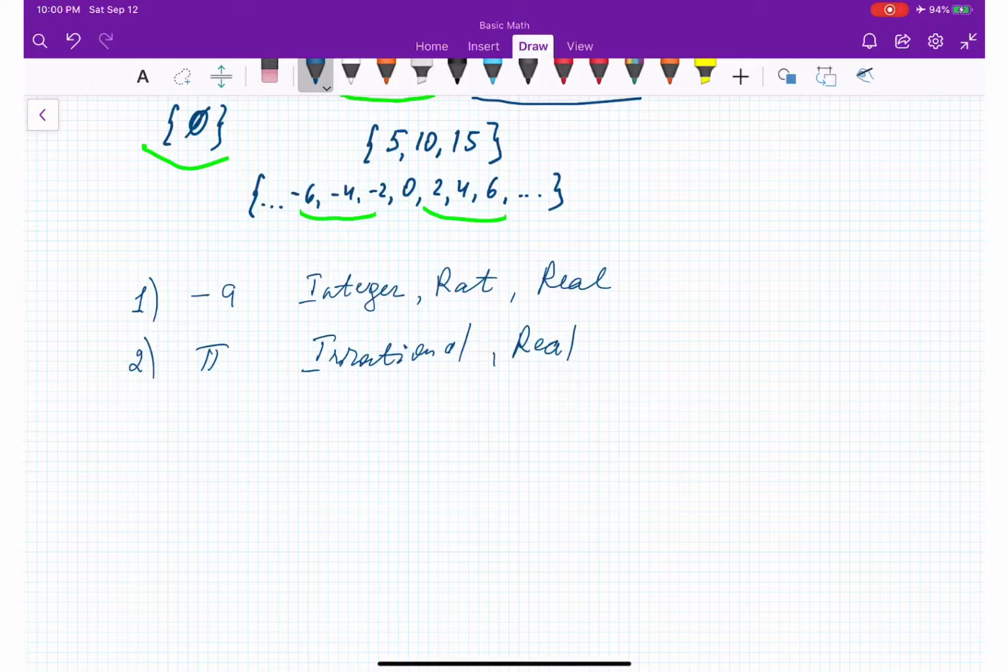Next, negative 0.333. Actually, I took that example. Is it an integer? No, because it's not a whole number. Is it rational? Yes, it is rational. Is it irrational? No, because it's not a log, it's not a square root, so it's not irrational. So let me clean it. And what else? It is real. Everything is going to be real, guys.